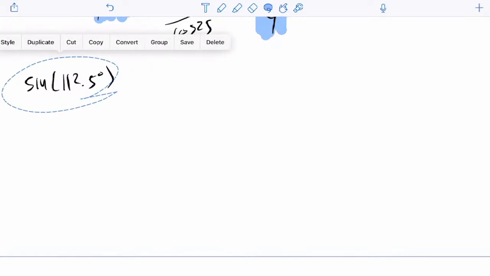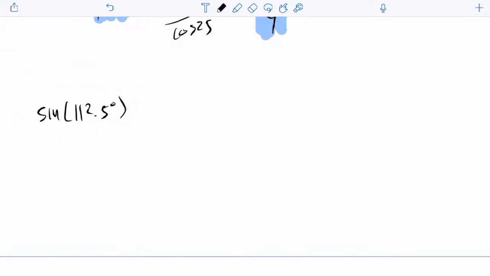All right, so I don't know if Mahir's still here, but I'll go through the question because it's a good one anyway. He was asking for the sine of 112.5 degrees. Again, if you take 112.5, the first clue is if you double 112.5, you get 225.